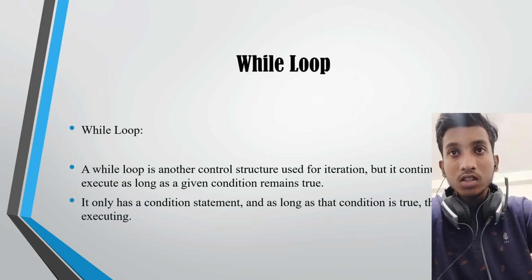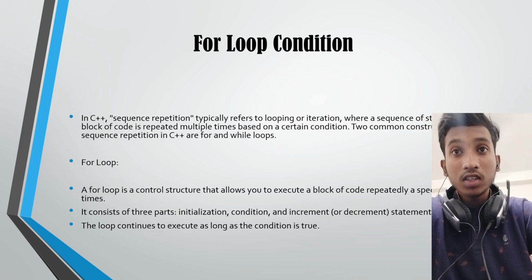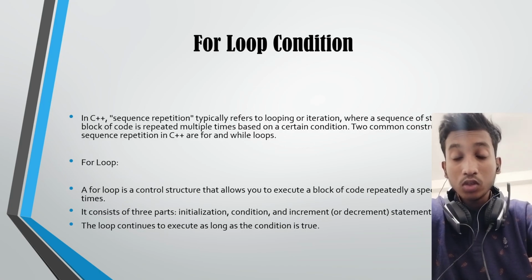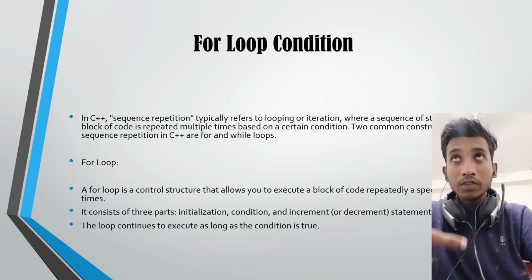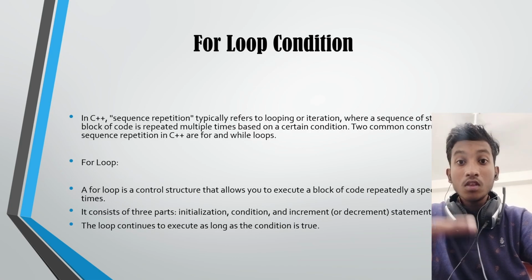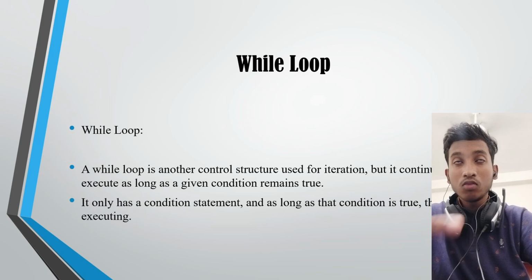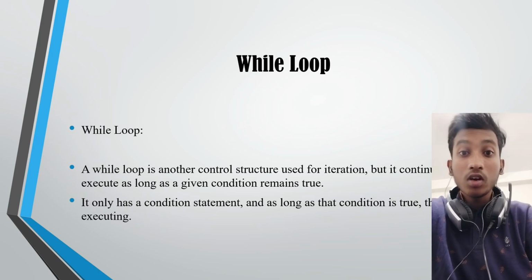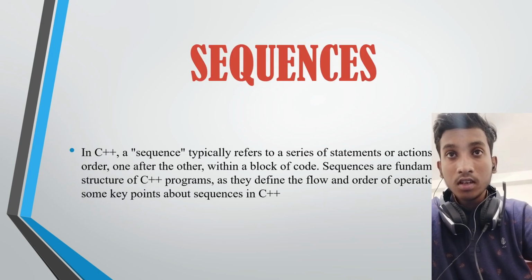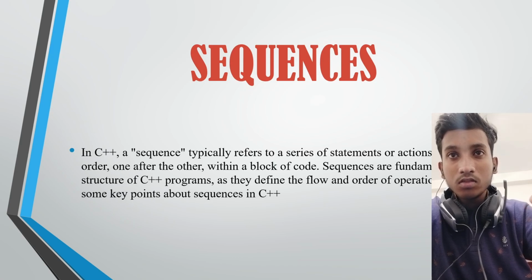The while loop is another control structure used for iteration, but it continues to execute as long as the given condition remains true. It only has a condition statement, and as long as the condition is true, the loop keeps executing. If the condition is true, the program will loop. The loop will be executed if the condition is true, right? And then we have to go through these sequences.